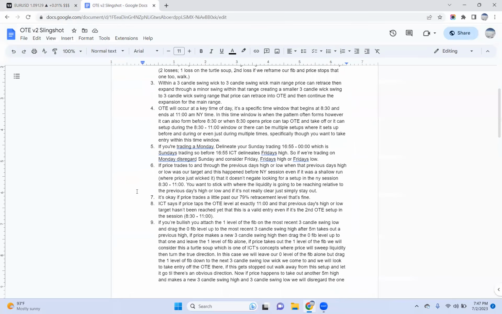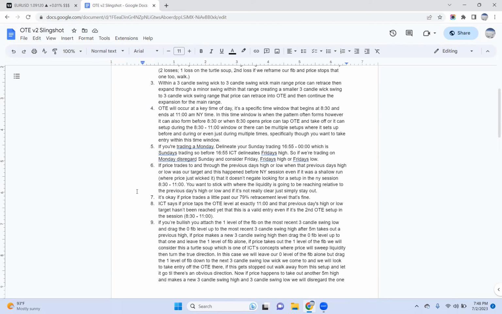So, an OTE will occur at a key time of day. It's a specific time window that begins at 8:30 and ends at 11 a.m. New York time. In this time window is when the pattern often forms. However, it can also form before 8:30, or when 8:30 opens, price can tap OTE and take off. So whenever 8:30 opens, price can tap into OTE at the 8:30 candle and just take off. Or it can also set up through the 8:30 to 11 window, or there can be multiple setups where it sets up before and during, or even just during multiple times. Specifically though, you want to take entry within this time window, okay?